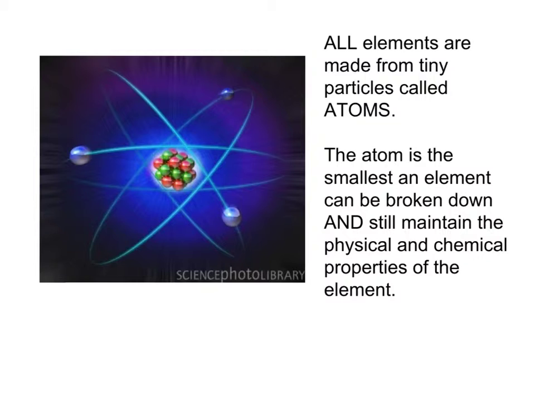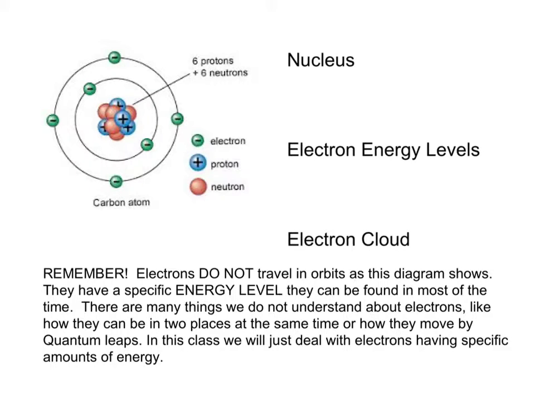If I took an atom of gold and broke it down to its protons, neutrons, and electrons, it will no longer have the characteristics of gold. But in that correct recipe that gold has, with the number of protons, neutrons, and electrons, it acts as what we know as gold. So an atom is the smallest that an element can be broken down and still contain the physical and chemical properties of that element.